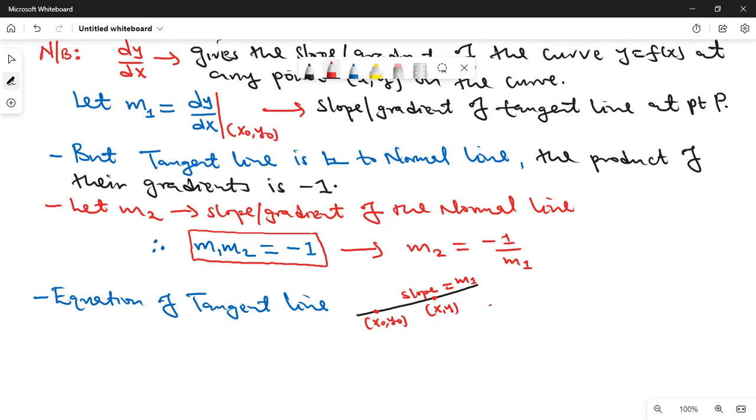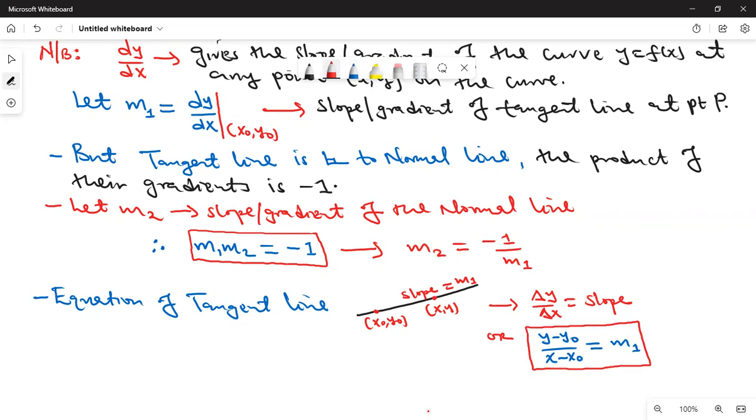So therefore, the equation is change in y over change in x is equal to the slope, of which if I substitute, I'm going to get change in y will be y minus y naught. Change in x is x minus x naught. And our slope is equal to m1. So this is the equation of the tangent line. Y naught and x naught, those are constants. X and y, those are variables. M1 is the slope, which is also a constant.